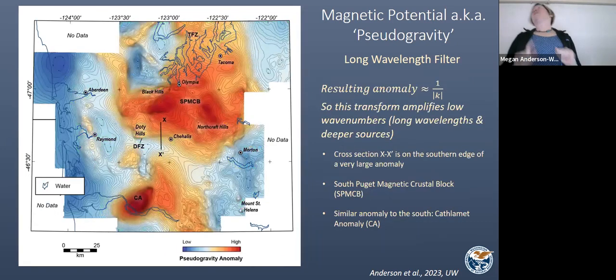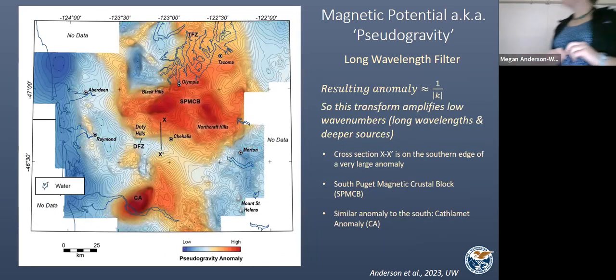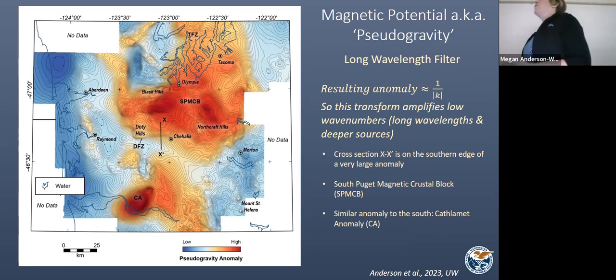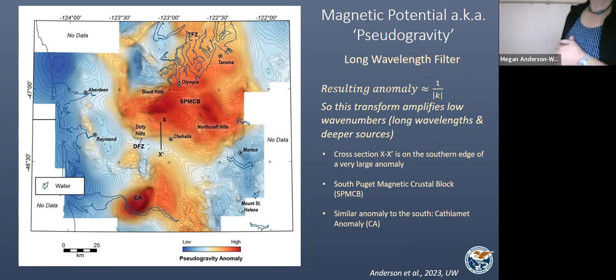And this is what it looks like after you apply the filter. The resulting anomaly is proportional to 1 over the wave number. So the transform tends to amplify low wave numbers, so long wavelengths from deeper sources. This is a great filter to apply if you want to see the longer wavelength anomalies from deeper features.